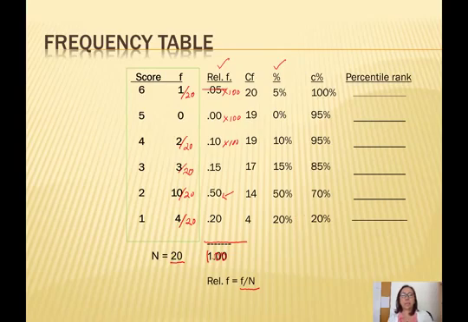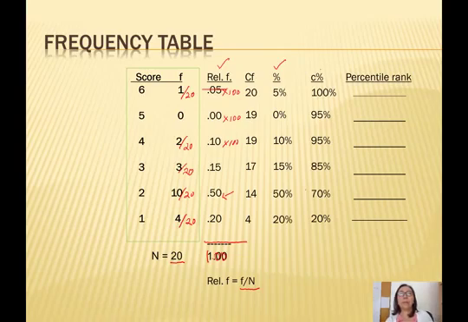Percents are easier to understand because they provide the relative information, the context that these percents are based on 20 people. So I can say 50% of my students got a score of 2. Well, that makes sense, right? That's half of the people.